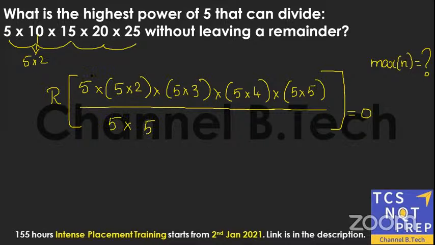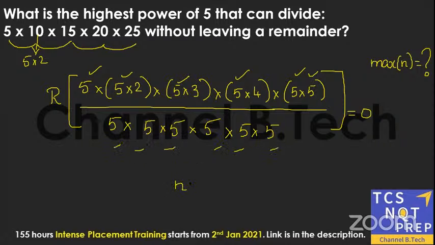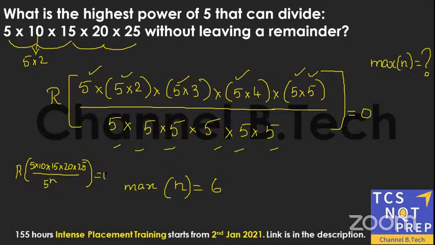5 into 5 into. So this is considered. Now let us consider these two. Right? So what happens here? 1, 2, 3, 4, 5, 6. So the maximum value of n is 6. Right? What does it mean? Remainder of 5 into 10 into 15 into 20 into 25 divided by 5 power n is equal to 0. Maximum value of n is 6.